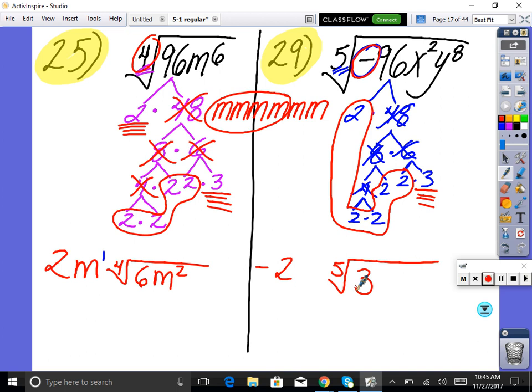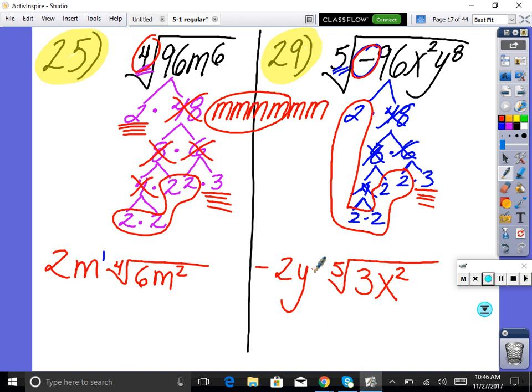Now for this next part here, let's think advancedly. There's only x squared. We need groups of 5. So shouldn't x squared just stay under my radical? Okay, now think advancedly with me. How many groups of 5 are in 8? 1, correct? So we're pulling out y to the 1.